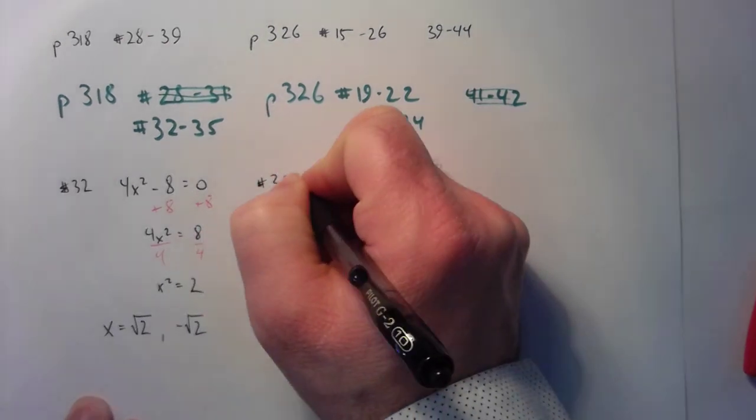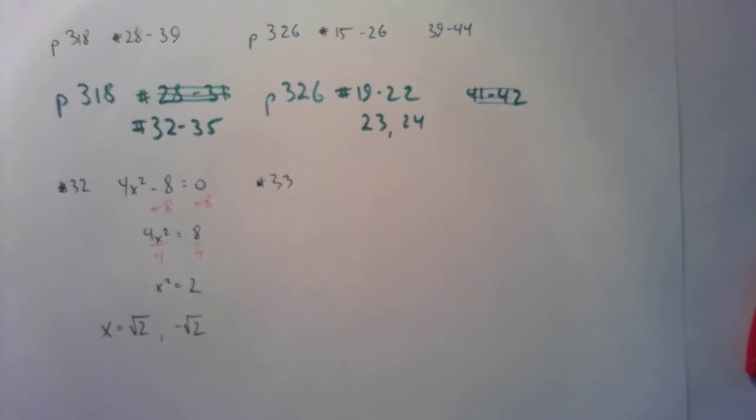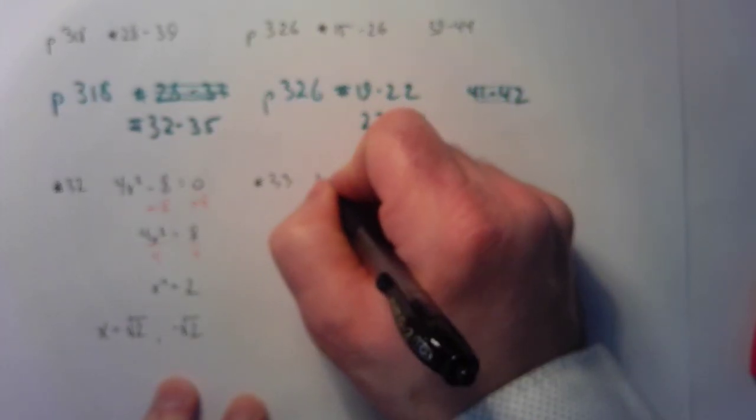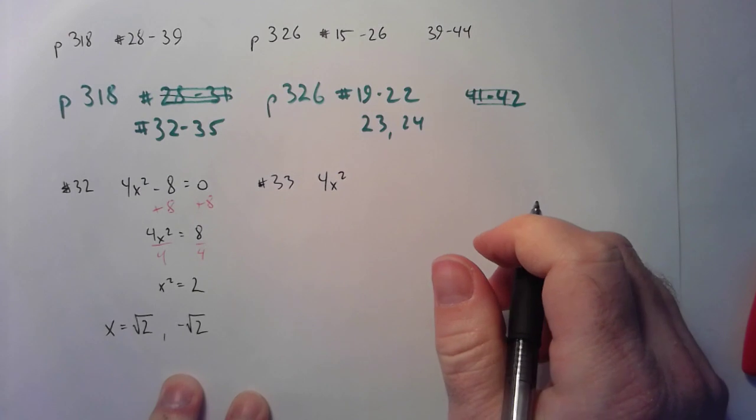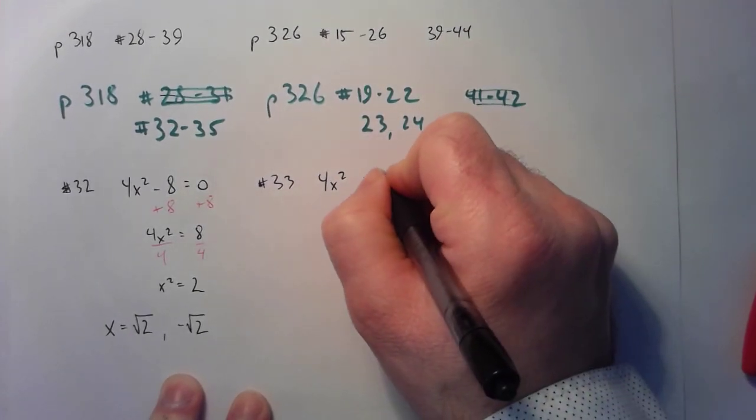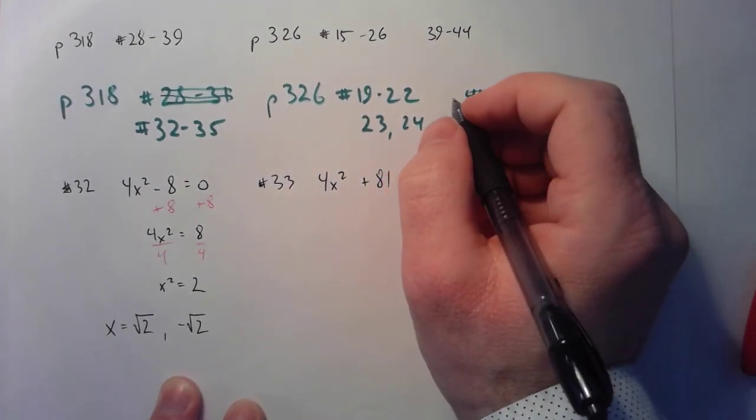Number 33. Number 33 says 4x squared plus 81 equals 36x.